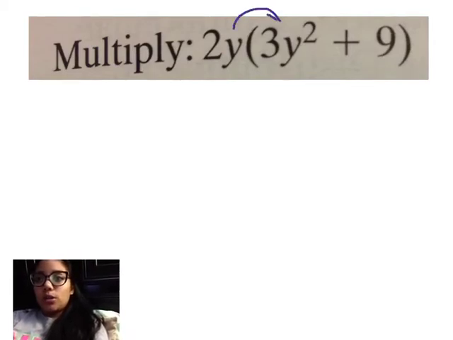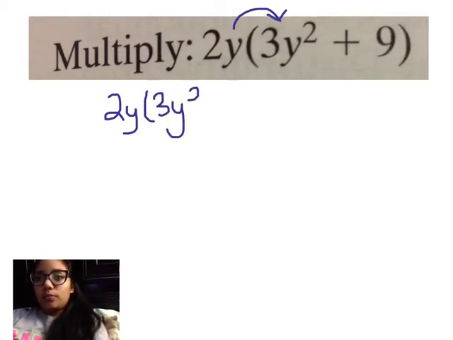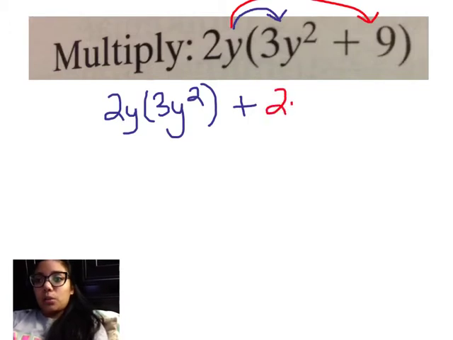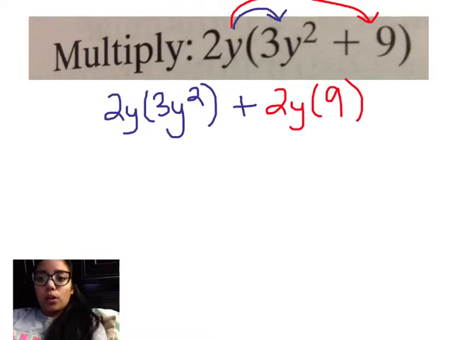You have to distribute. 2 times y, 2y, and I'm going to write this out, times 3y squared, plus 2y times 9. I'm going to write that out. 2y times 9. Yes, it is important that you show your work and you show your steps. I know that all of you are smart, but you have to show your work. So now I'm going to do my step by step.